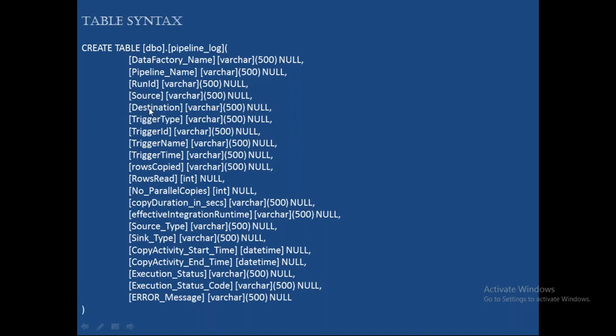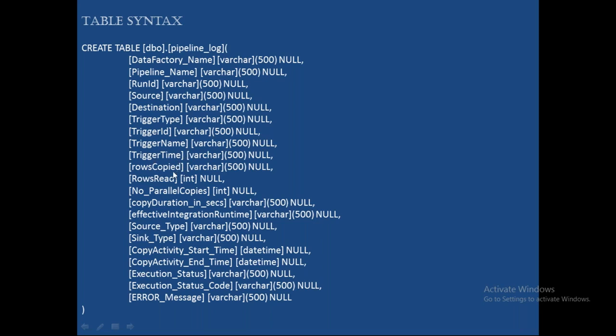Now trigger type, as we discussed, it can be manual or scheduled, or event based or tumbling. Trigger ID will be generated dynamically whenever your pipeline is triggered. Trigger name: if you have debugged, it is a sandbox. If you have published and ran, it is manual. If you have scheduled, or created a tumbling window, or created an event trigger, you will give a name for these triggers, and that name will come. Trigger time means when this trigger happened.